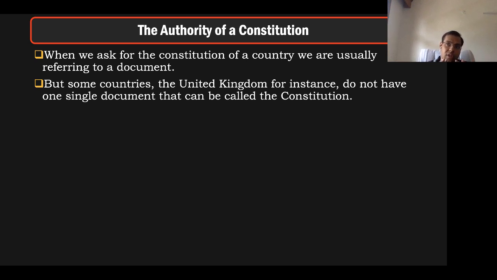So their constitution is extremely wide in terms of scope. Some provisions in some other act or law can be considered to be a part of the Constitution. Similarly, another provision in some other completely unrelated law can be considered to be a part of the Constitution of the UK. So the Constitution of the UK is not a single document. It is not something which is consolidated. It is very diverse. It is scattered.